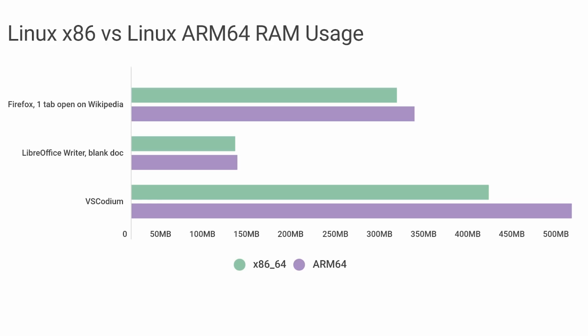There was a bit of a difference here between VS Codium. The x86-64 version used less, we got around 425 megabytes there, and it was just over 500 megabytes on the ARM64. But I think we can see in general there isn't too much of a difference between the memory usages.